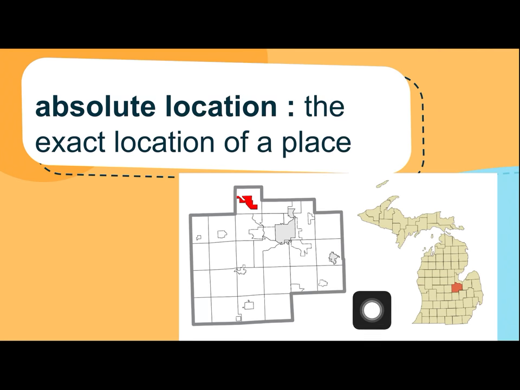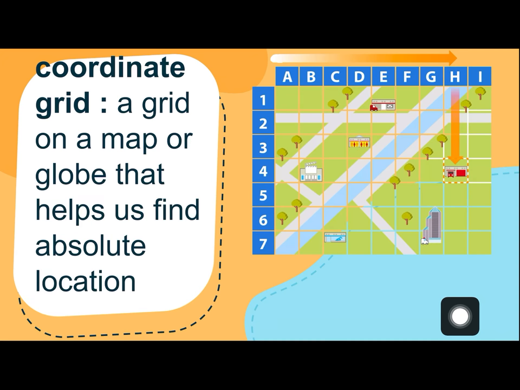This here is just a picture of Michigan. And then zoomed in here, you can see there's a red area in Michigan. That's just zoomed in here, and then a red spot even further showing the exact location of a certain place in Michigan. All right, our next word, say coordinate grid.